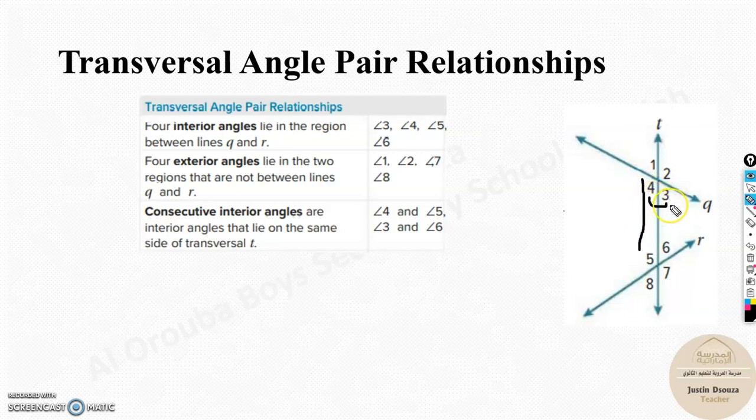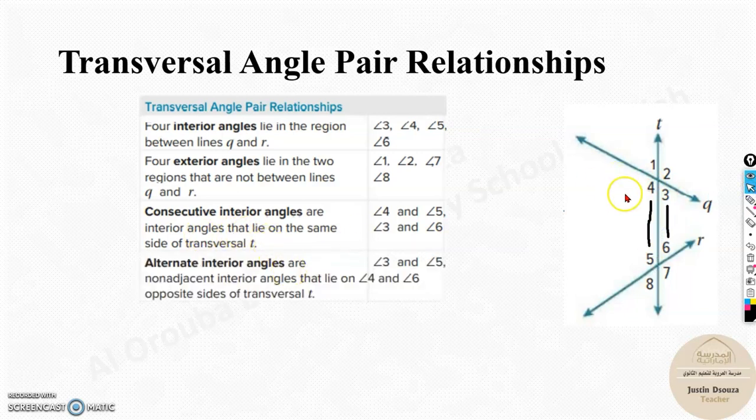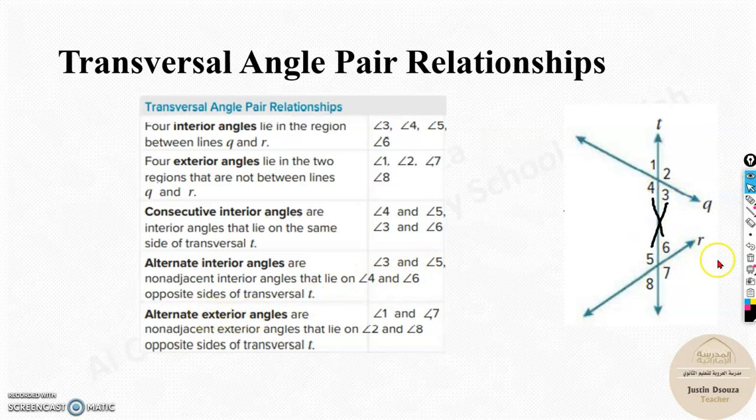Sorry, adjacent. 4 and 3 are adjacent, not the opposite to it in the continuous manner. See, 4 and 5, 3 and 6, they are consecutive interior angles, whereas alternate are the opposite ones, alternating opposite, 4 and 6 and 3 and 5. And then similarly, alternate exterior angles can be formed over here, that is 1 and 7, 2 and 8.